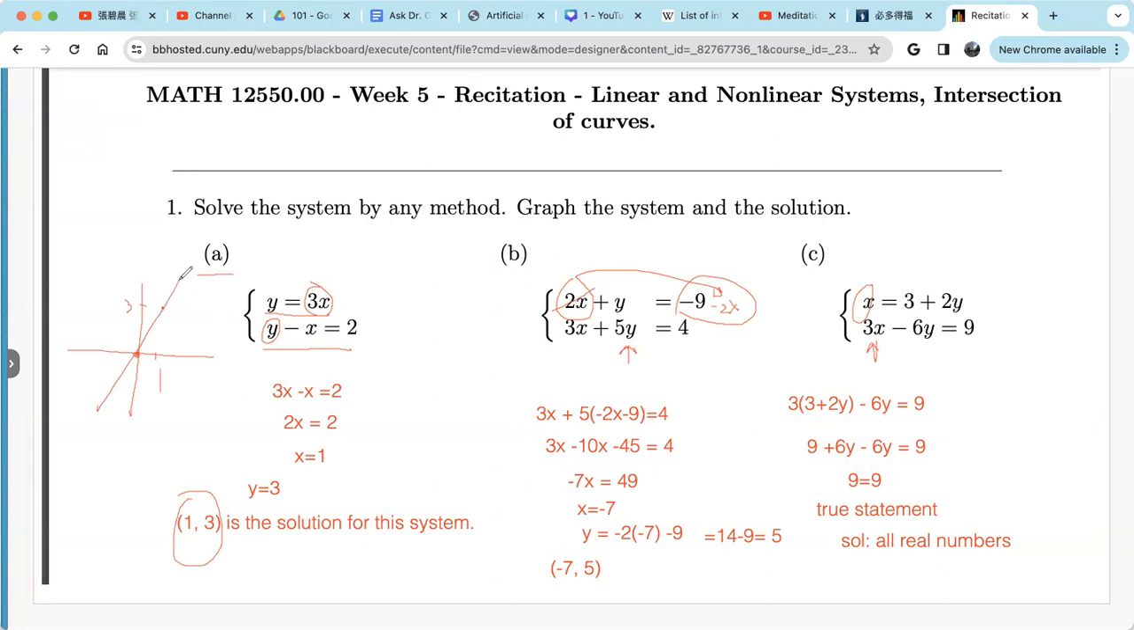So this is the graph of y equals 3x. Now let's use the blue color to draw the other one. So y minus x equals 2. Let's see, x is 0. If x is 0, y equals 2, somewhere here. If y equals 0, negative x equals 2. That means x equals negative 2. So this is 1, this is negative 2. Right? So this 2.